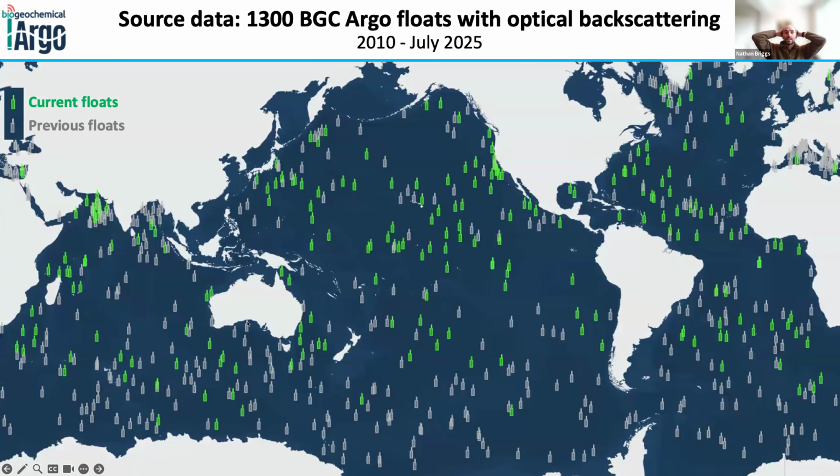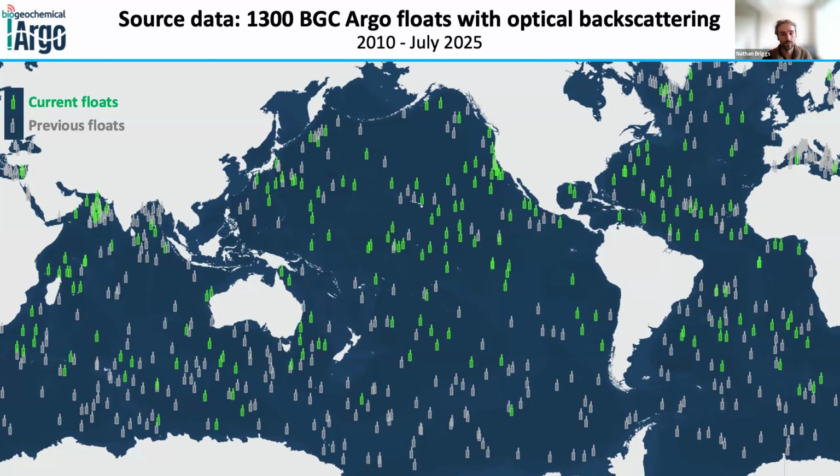So what is the source of this data? This is the Biogeochemical Argo network of floats equipped with optical backscattering sensors, and it's using all data from the first floats deployed in 2010 through July 2025. So here's a map showing, as of July 2025, the live floats and previous floats. We have 1,300 floats in total contributing to this data set.